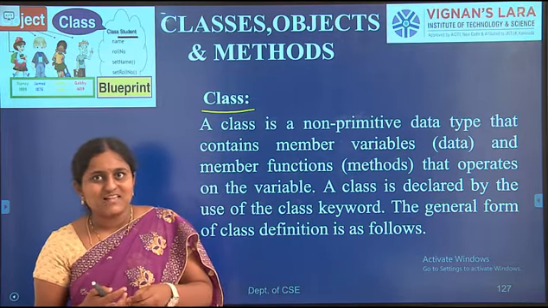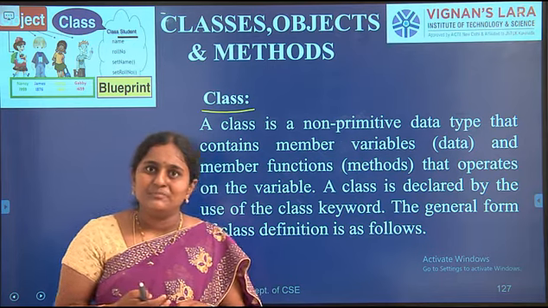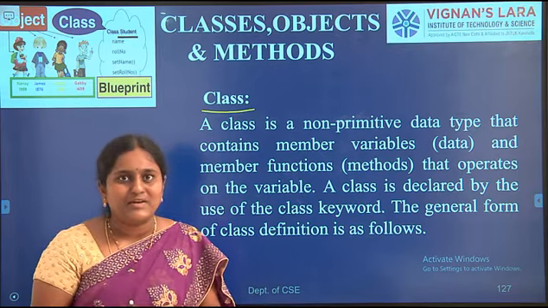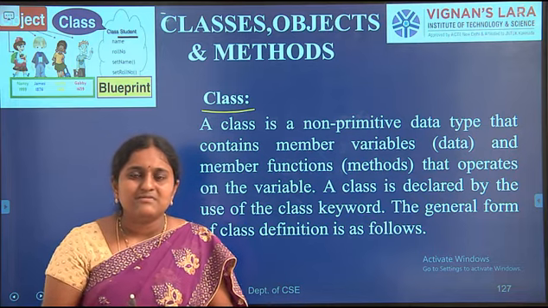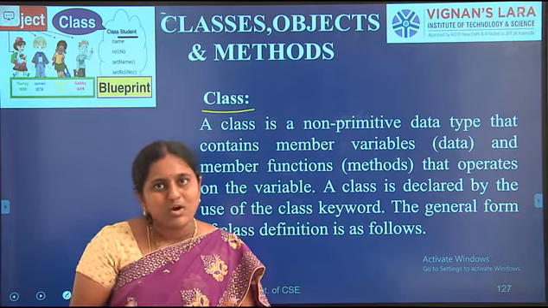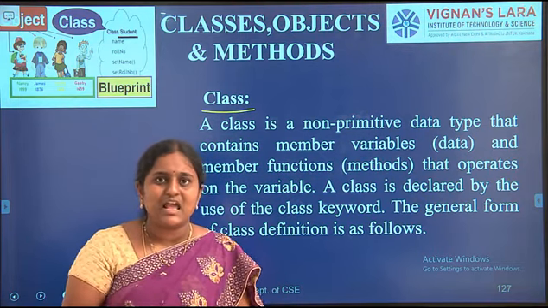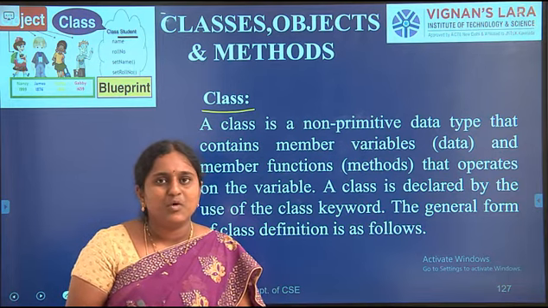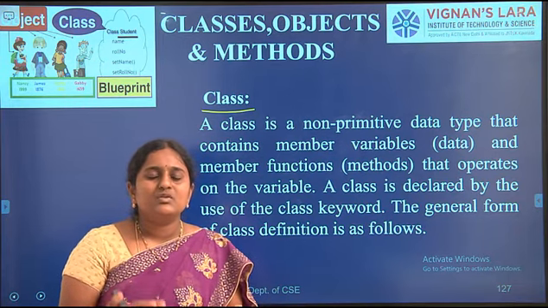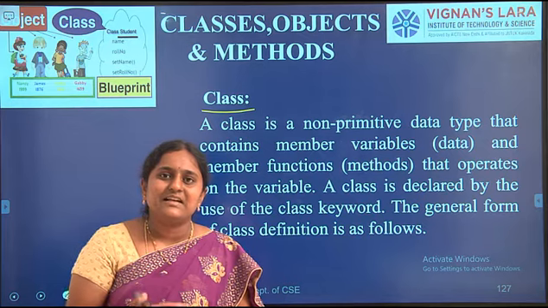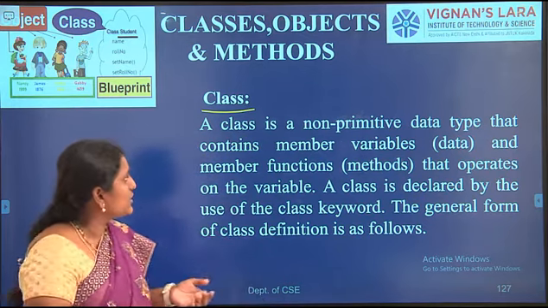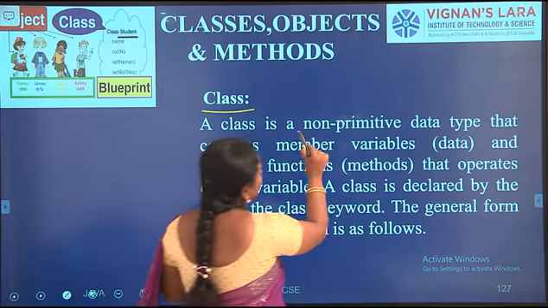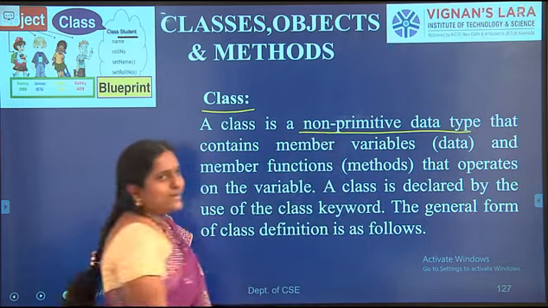So what is class? Class is a keyword. Class is a non-primitive data type. In Java, data types can be classified into two types, primitive and non-primitive. Primitive means basic data types, integer and floating point data types. Coming to the non-primitive data types, class, interface, array, these three are non-primitive data types. So class is one of the non-primitive data types.